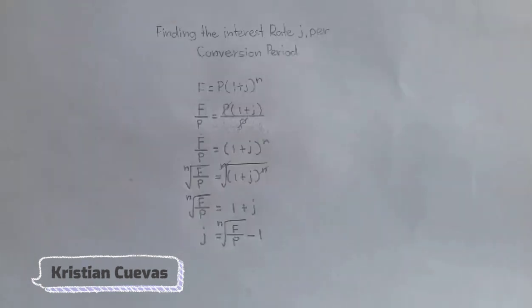For finding the interest rate denoted by letter j per conversion period, we are going to use the formula F is equal to P times (1 plus j) raised to N. First, we are going to divide both sides by P, and the answer will be F over P is equal to (1 plus j) raised to N. In order to cancel out N, we are going to apply the nth root to both sides. Thus, the answer will be the nth root of F over P is equal to 1 plus j. Thus, j is equal to the nth root of F over P, minus 1.